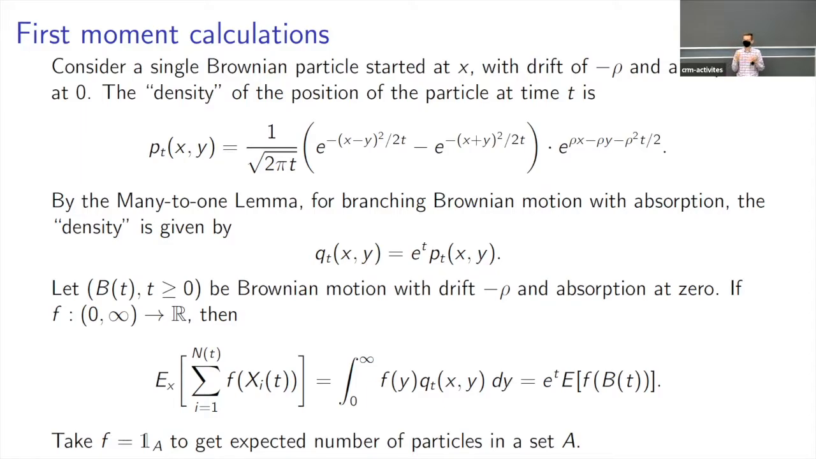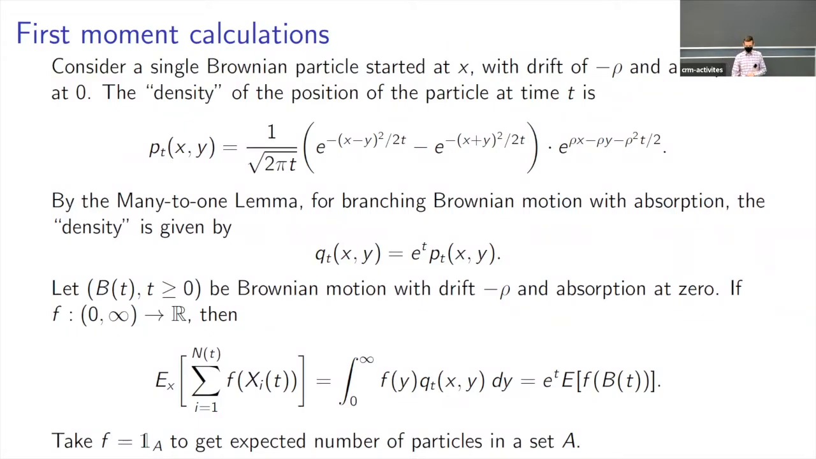And now we want to add branching at rate 1 into this process. And so we will let q_t(x,y) be e^t times p_t(x,y). And the many-to-two lemma that we discussed earlier tells us that it's this function q_t(x,y) which describes the density for branching Brownian motion with absorption. So in particular, let's suppose we want to calculate an expectation like this. So we are summing up the values of the function f at the locations of the particles at time t, and then taking the expectation. And this is equal to the integral of the function f with respect to q_t(x,y).